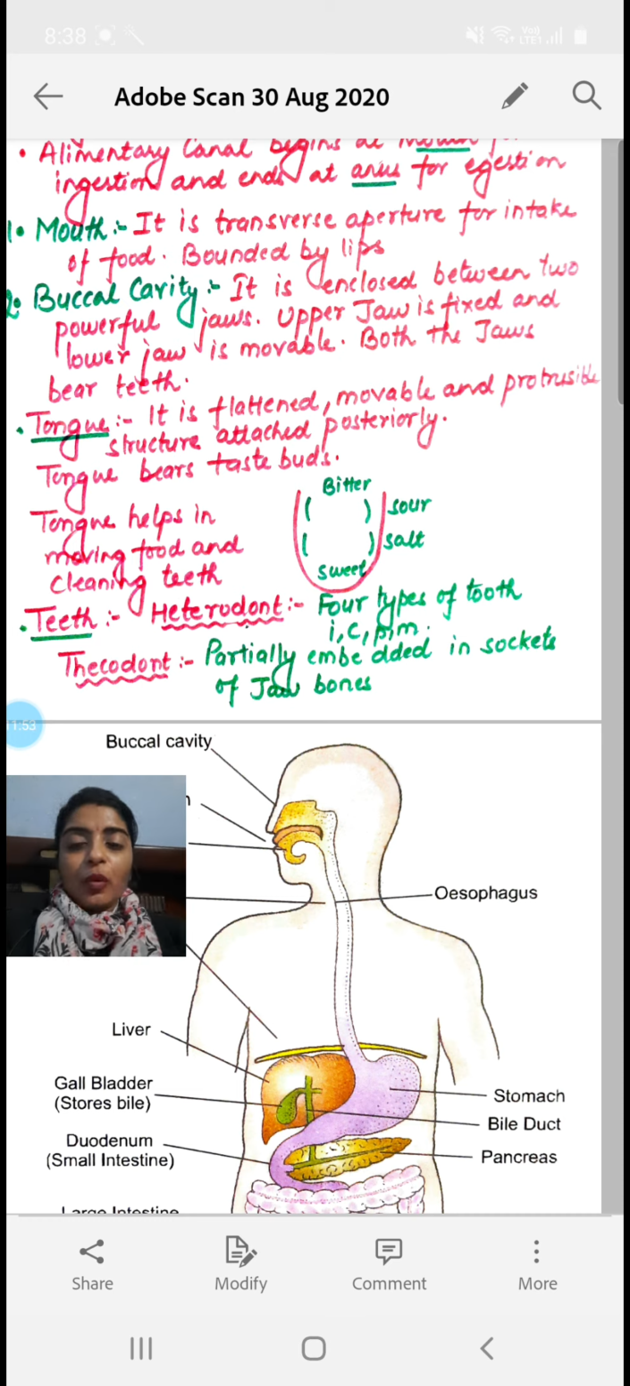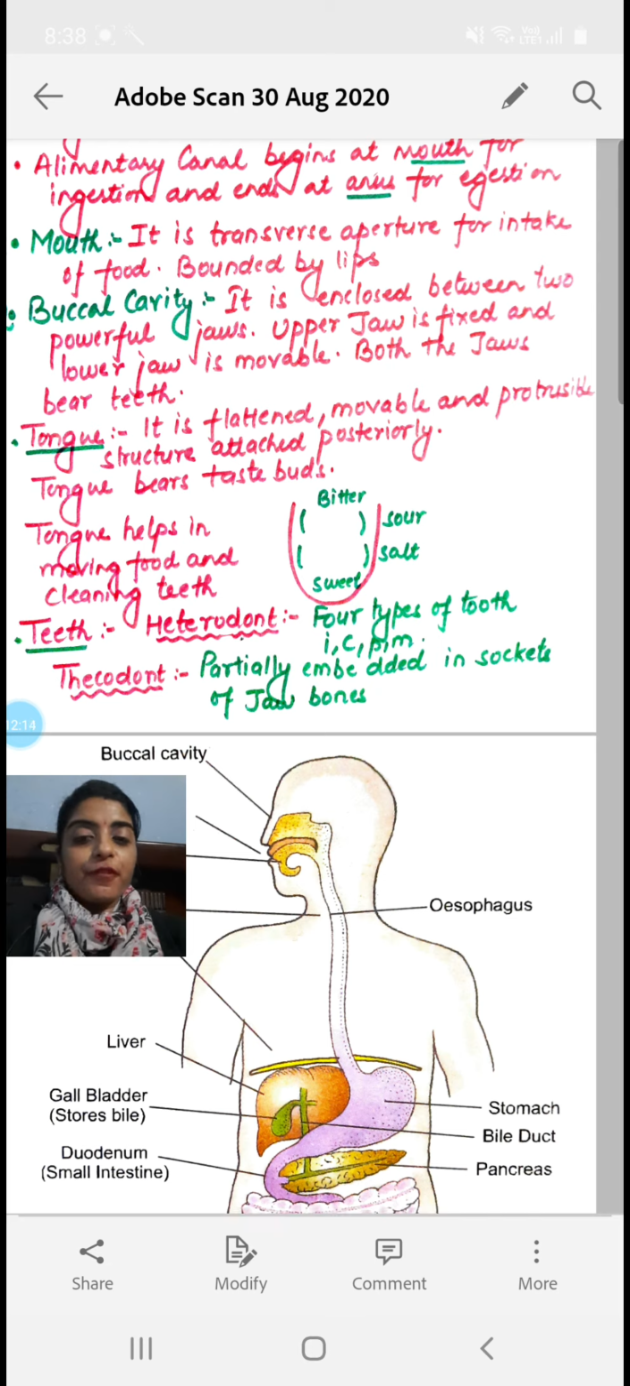Okay, now if we have to define the teeth, we have to learn some terms. These terms are very important for your competitive exams and for your final exams also. The first condition is heterodont. Human beings are heterodont because they have 4 types of teeth in their jaws. I hope you are all familiar with which kinds of teeth they have.